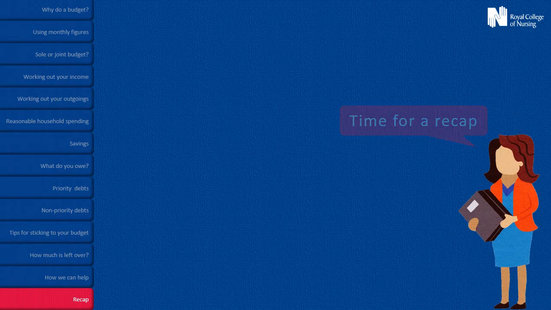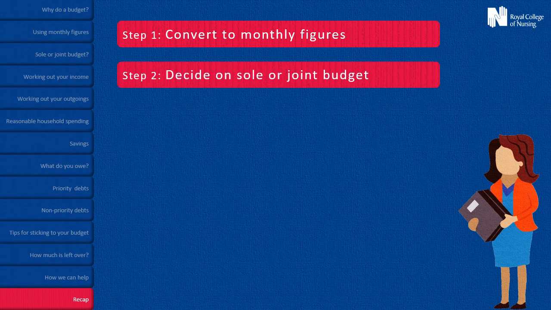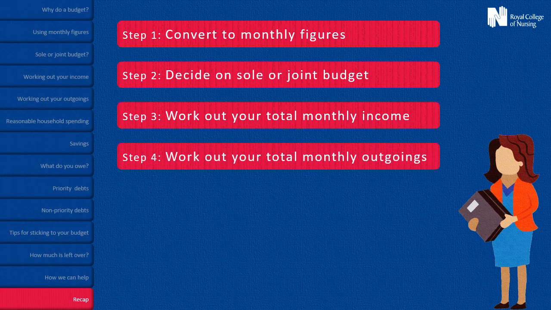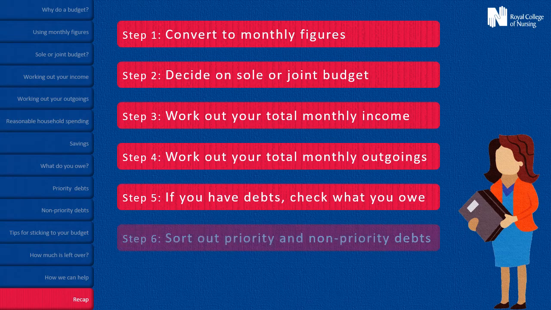Don't rush when completing your budget. Give yourself time to prepare and complete it accurately. Use monthly figures. Decide on whether you're doing a sole or joint budget if you live with a partner. Work out your total monthly income. Work out your total monthly outgoings. If you have debts, work out what you owe by checking statements, and if they are historic debts, look at your credit reference file if needed. Sort out your priority and non-priority debts.